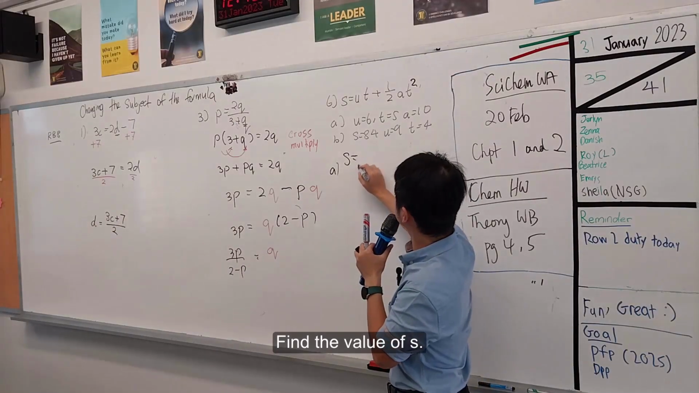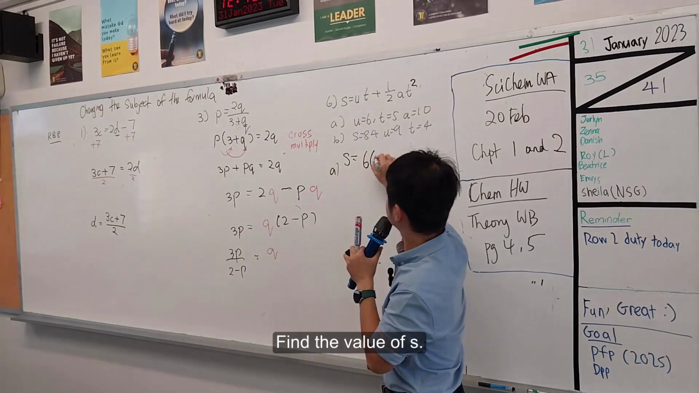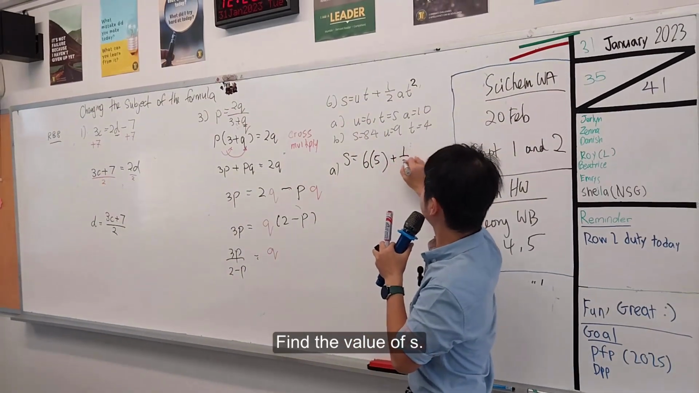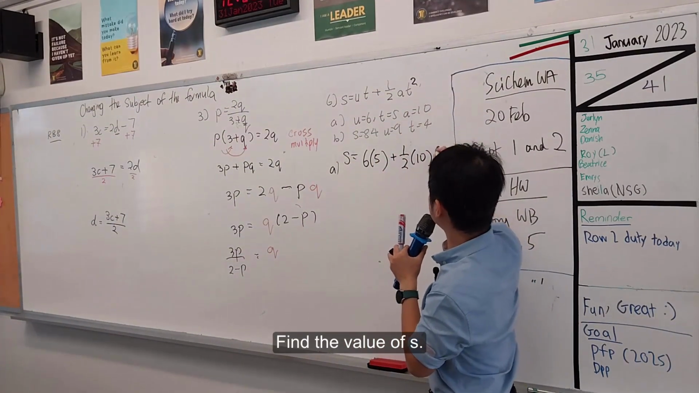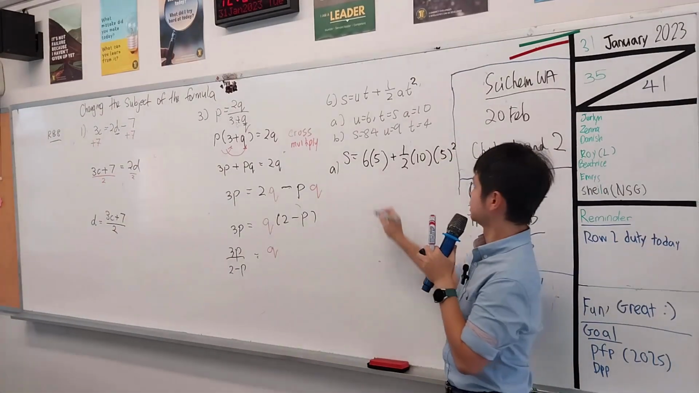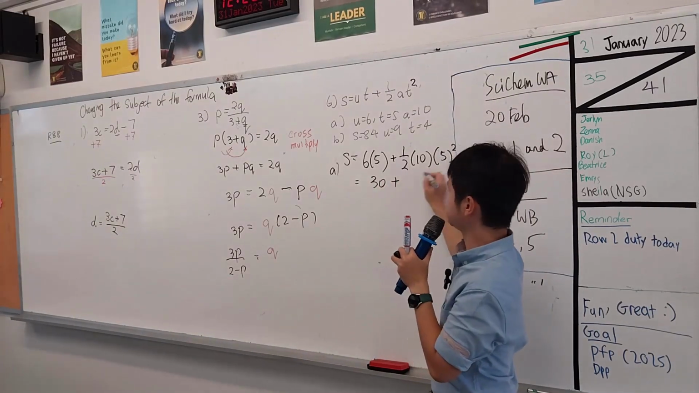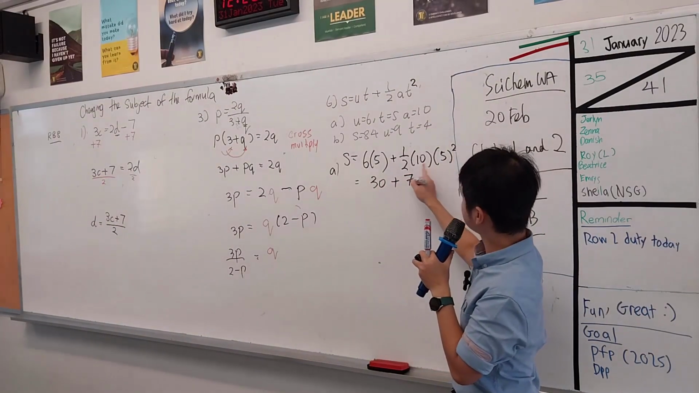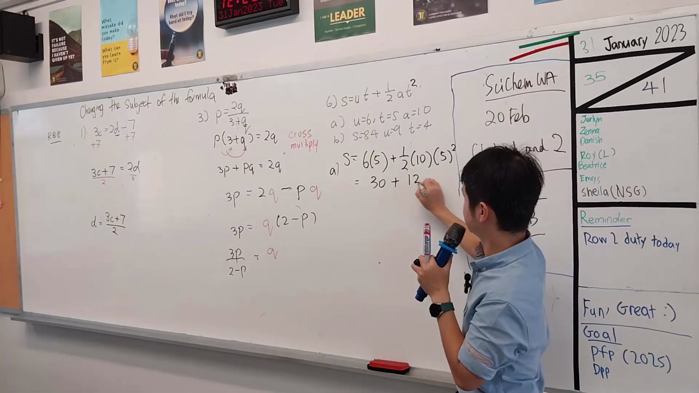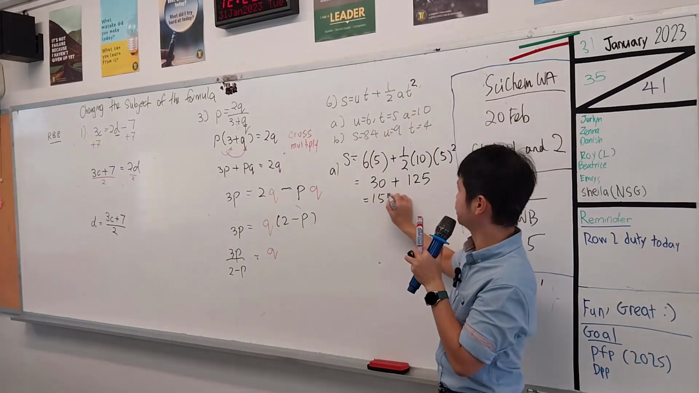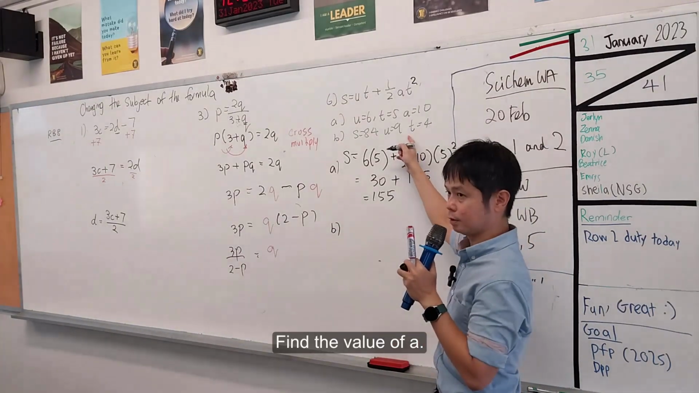Okay, so I have S equals to the U times the 5 plus half. The A is the 10. I'm short of a 5 squared. So is it 155? 30 plus 5 times 25 times 5, 25 times 5 is 125, correct. And so I will have 155. Okay, thank you.